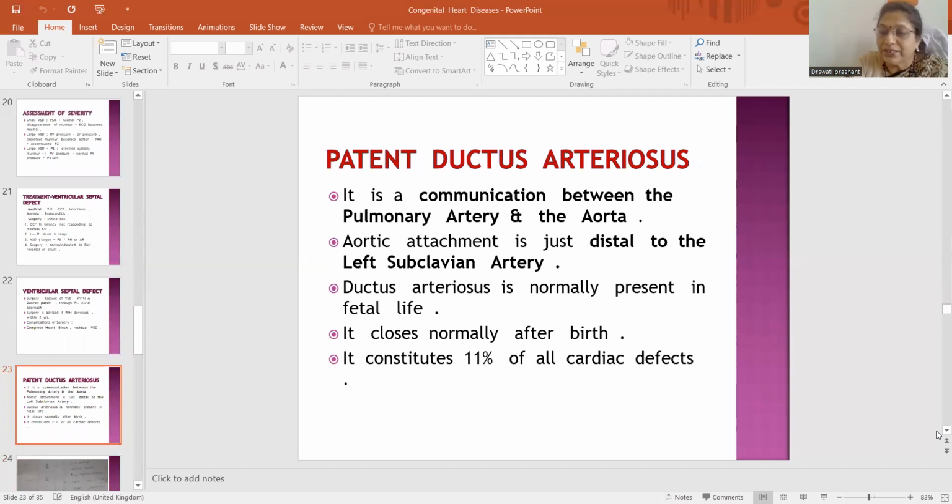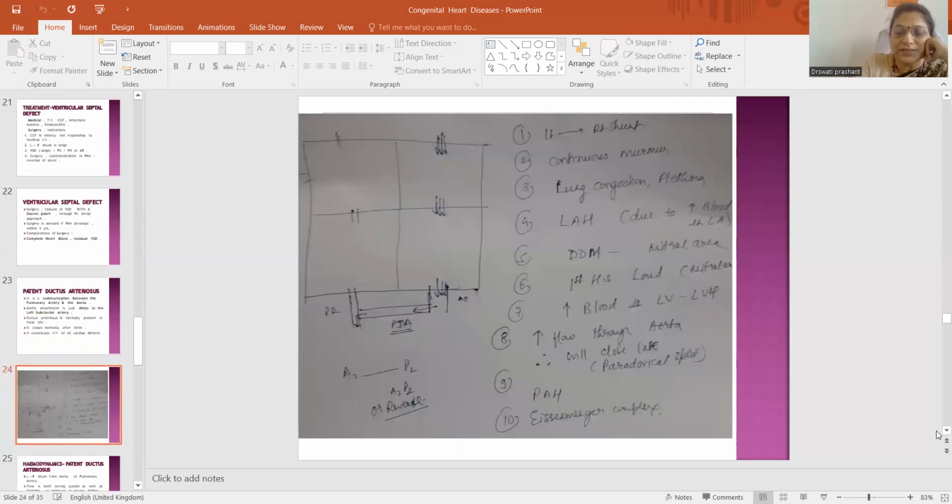Now coming to patent ductus arteriosus. It is a communication between the pulmonary artery and the aorta. The aortic attachment is just distal to the left subclavian artery. The ductus arteriosus is normally present in fetal life, and it closes normally after birth. It constitutes 11% of all cardiac defects.